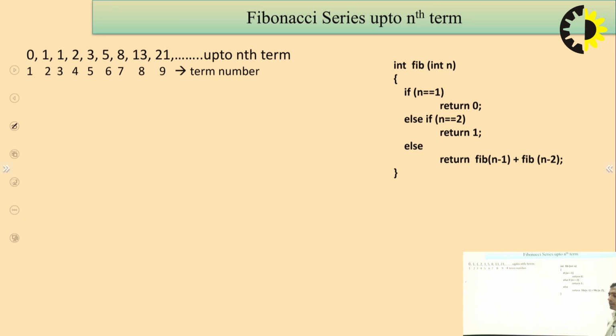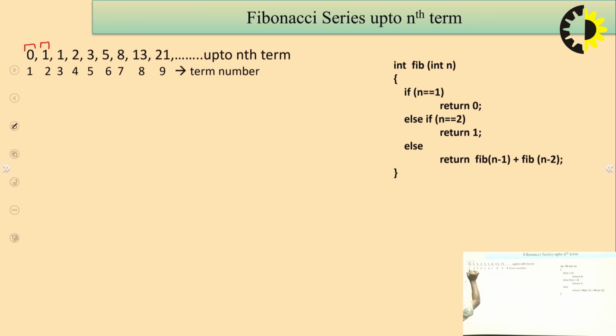Now we can take another program to explain more about recursion. So Fibonacci: what is the Fibonacci series? As we know, the Fibonacci series is this one: 0 1 1. The 0 and 1 are the base values.